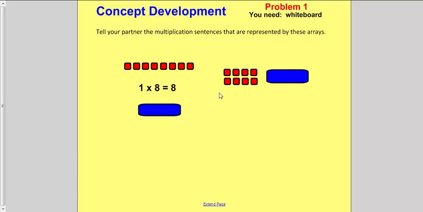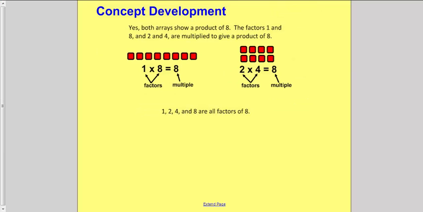And here's another array. Think to yourself now, what multiplication sentence could be represented by this array? 2 times 4 equals 8, right? So both of these arrays represent 8, but they represent 8 in different ways. That gets us to what we're going to be talking about today. 1 times 8 equals 8. 8 and 1 are factors. Numbers that multiply together to make a product are factors. So 1 and 8 are factors of 8. 2 and 4 are also factors of 8.